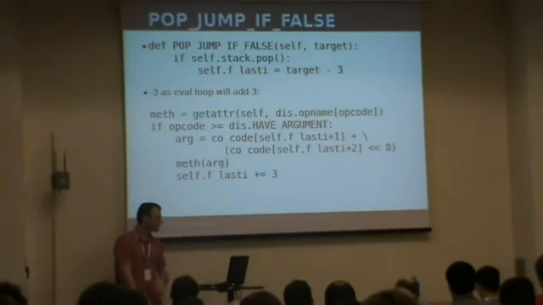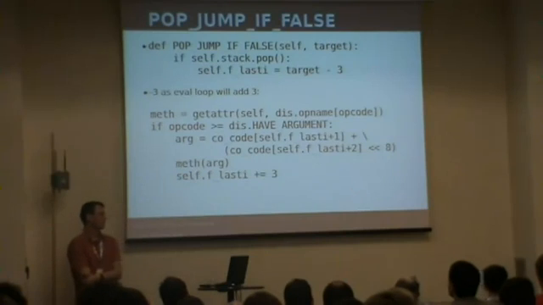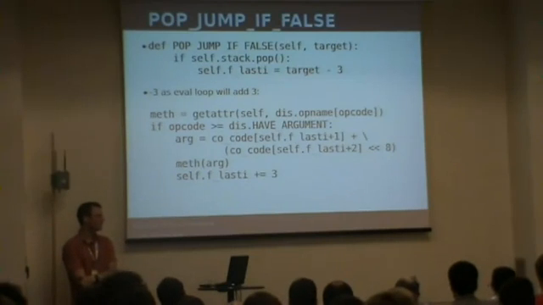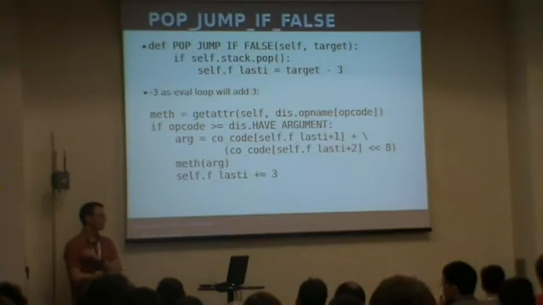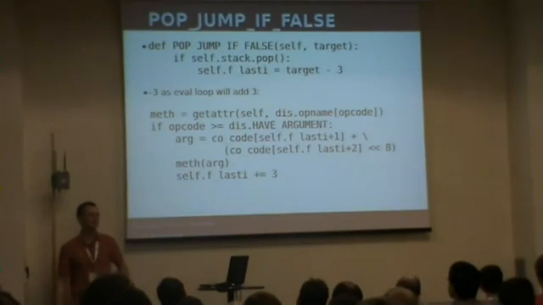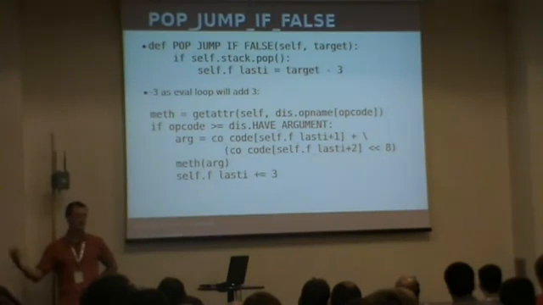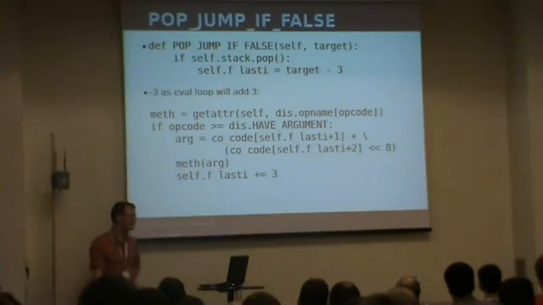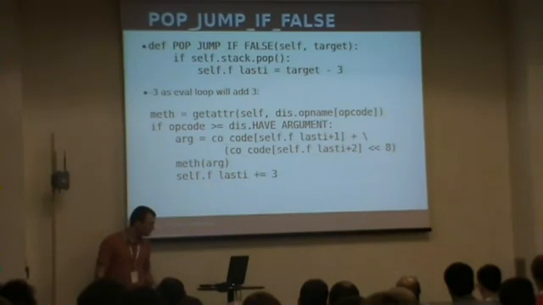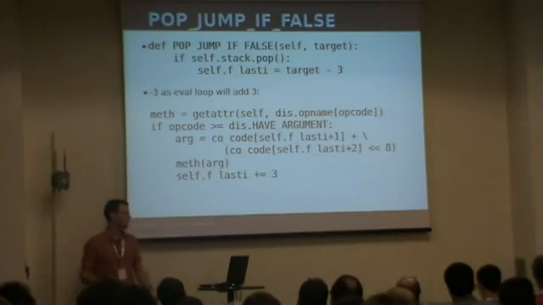Yep. Pop jump if false. It's pretty straightforward. You need to change the instruction pointer to the target. I'm doing -3 because I know that the eval loop will actually add 3 straight after this function returns. The eval loop just adds 3.